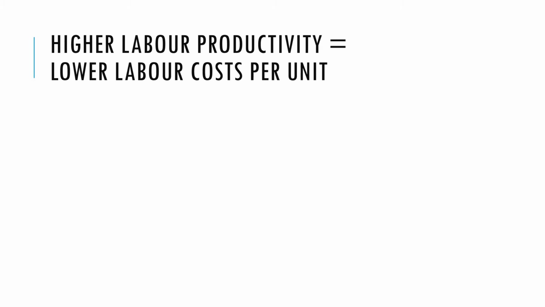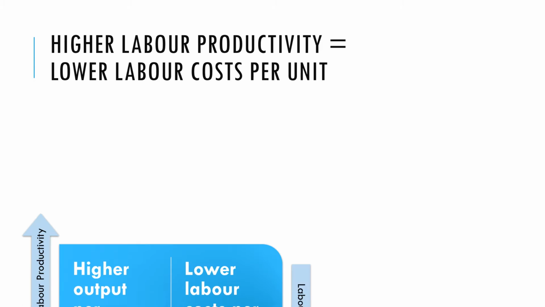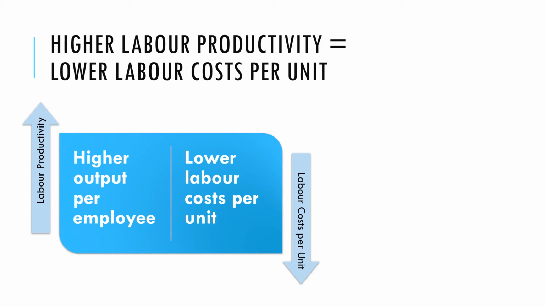An important rule to remember is that higher labor productivity will have an impact on unit cost. So the higher the output per employee in a given time period, if we pay them for a particular time period, then the lower the labor cost per unit. So if I pay someone £10 to work in an hour and they can produce more units in that hour than someone else, they have a higher output per employee, then the labor cost, the cost I paid per unit would be lower.